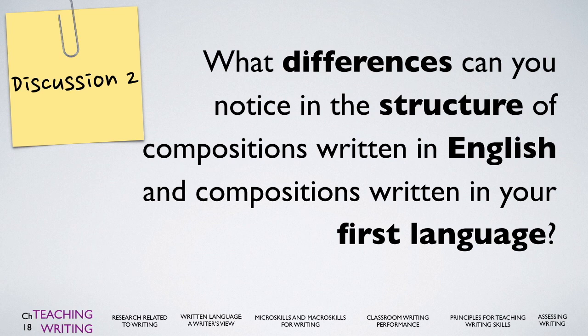Okay, discussion time. It was mentioned earlier that differences in writing styles and composition structures will occur depending on cultural background. What differences can you notice in the way English compositions are structured and compositions written in your native language are structured? Find some examples and share them with your group members in class.